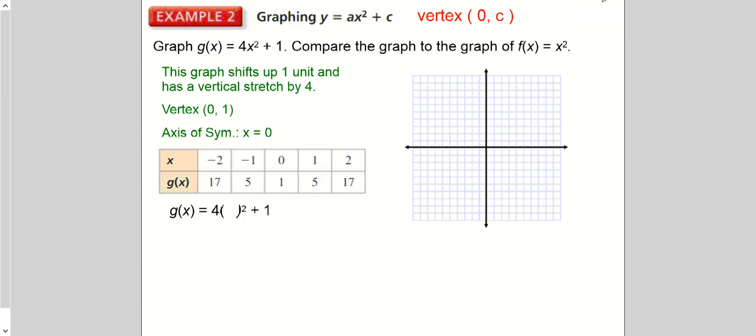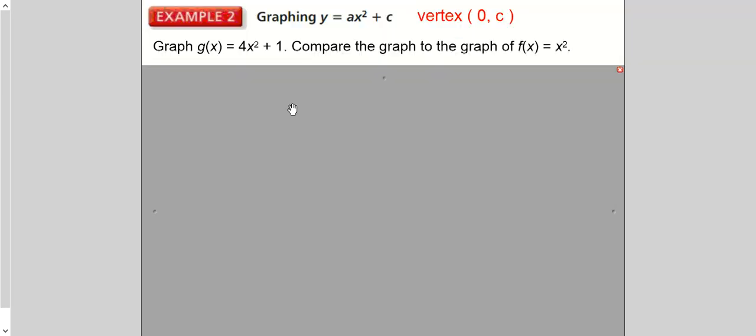Example 2. Y equals ax squared plus c. Multiplying by an additional number here does not change where the vertex is. The vertex is still at 0, c. Graph 4x squared plus 1. Compare the graph to the parent function, f of x equals x squared.